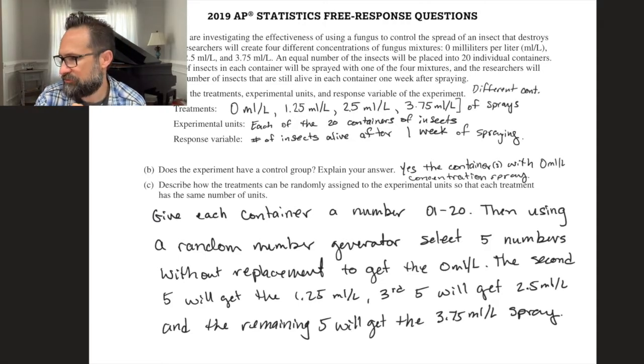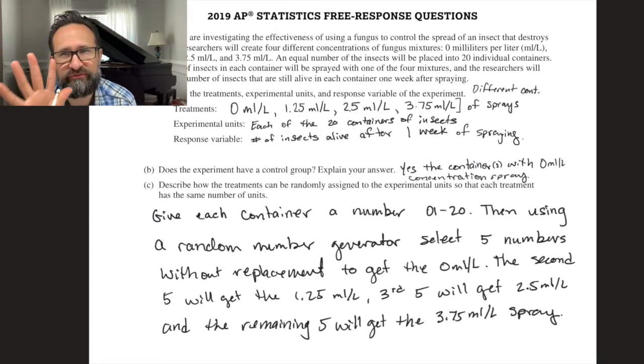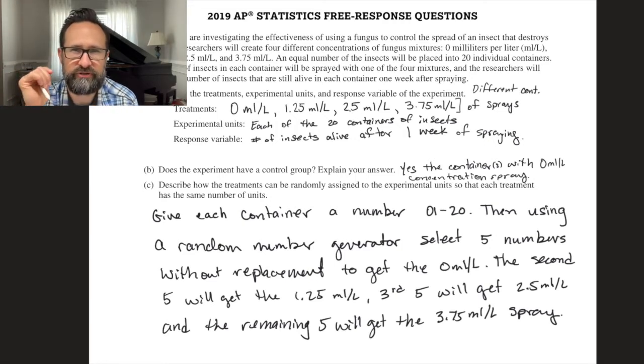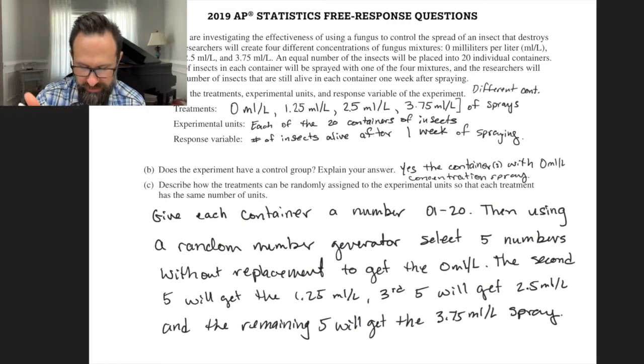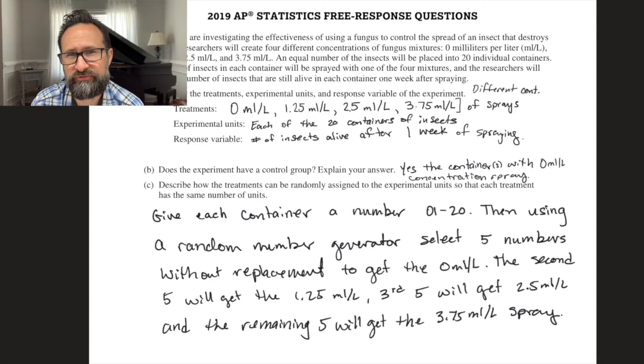The third part was that the random assignment process results in an equal number of experimental units going to each treatment. We had 20 different containers. We had 4 treatments, so we had to get 5 containers to go to each of the different treatments. So long as you did that equally, that was the last component. And that's number 2. So that should have given you a 4 on number 2.